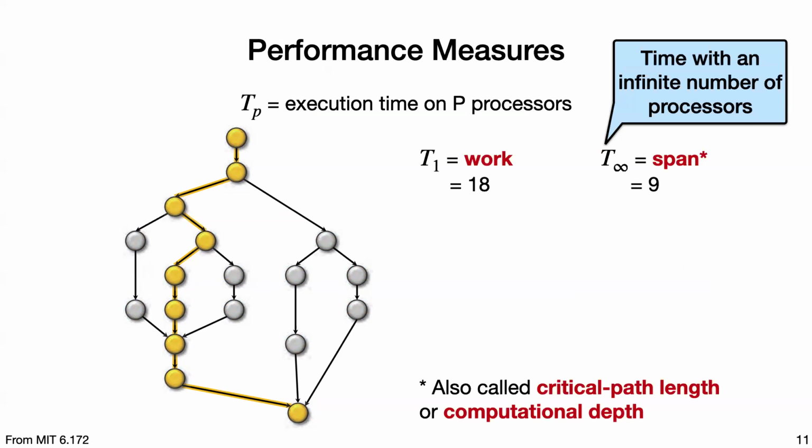I find it easy to think about span as, if you had infinitely many processors, how long would your computation take? This part has dependencies and they cannot be parallelized because this is how the computation DAG is. And so even if I had, I don't know, 1,000,000 processors, I can't speed this up.